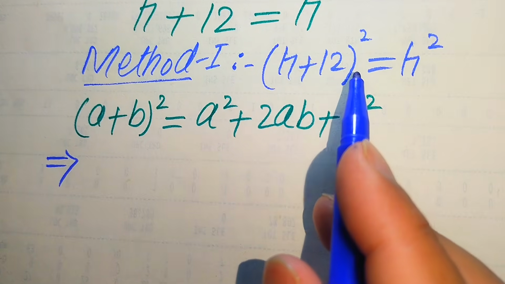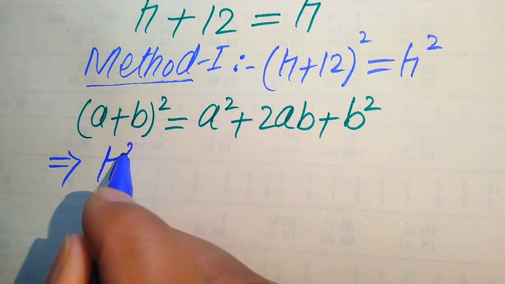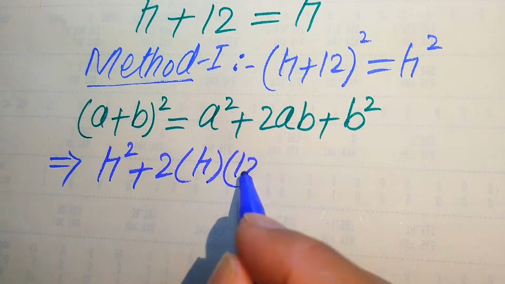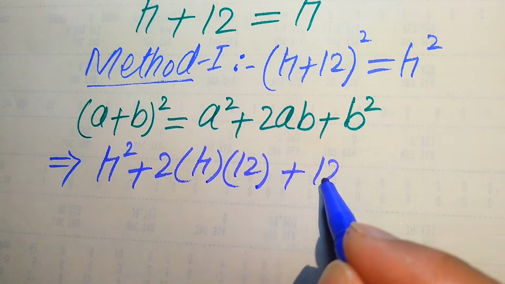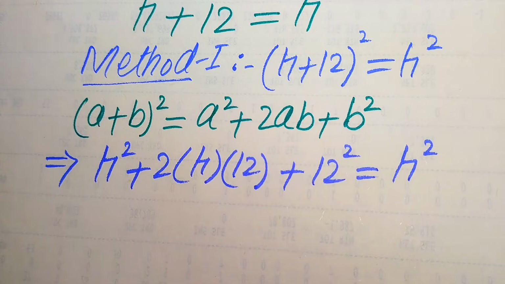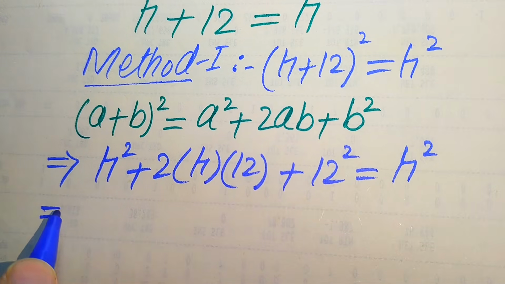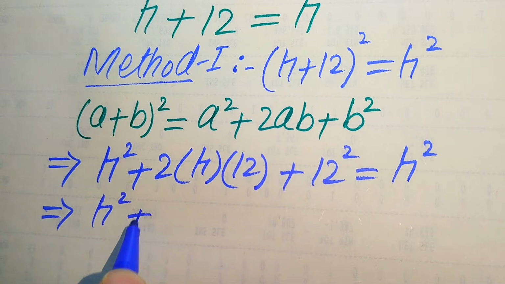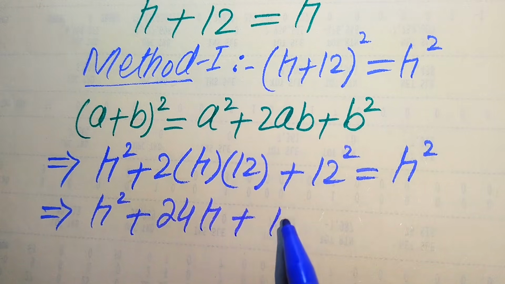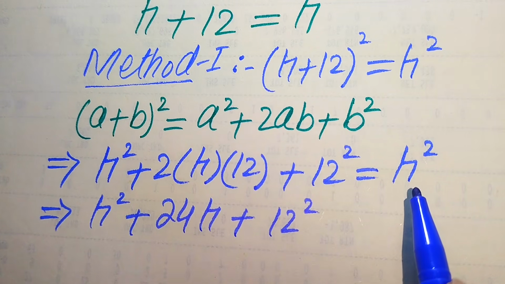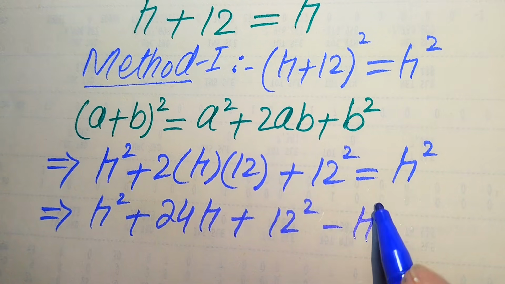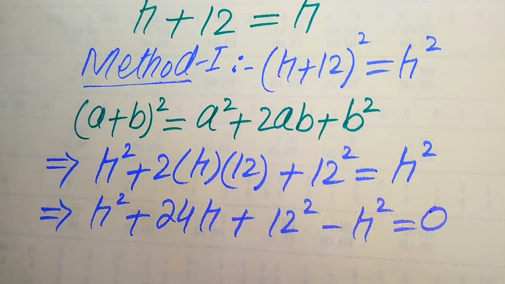So here you have (h plus 12) whole square. After applying this formula, it will be written as h square plus 2 times h into 12 plus 12 square, and this whole equation is equal to h square. We need a little more simplification: h square plus 24 times h plus 12 square. Here we move h square to the left hand side, and it becomes minus h square, and this whole equation is equal to 0.